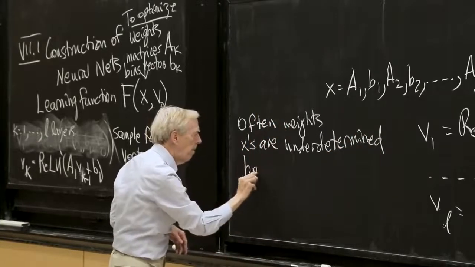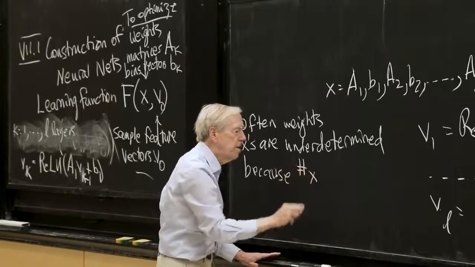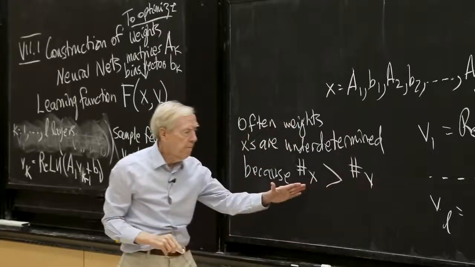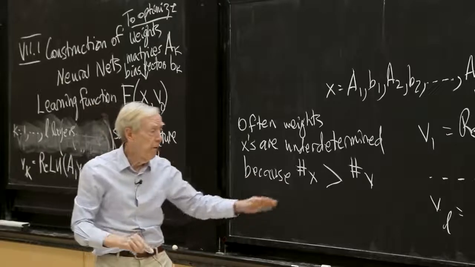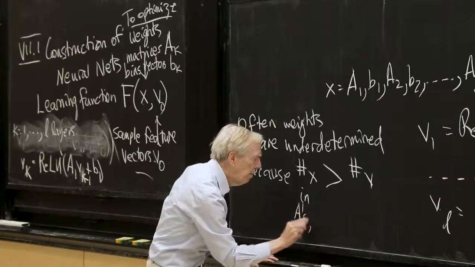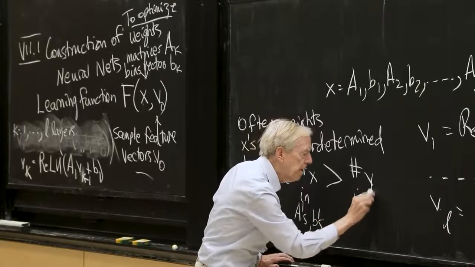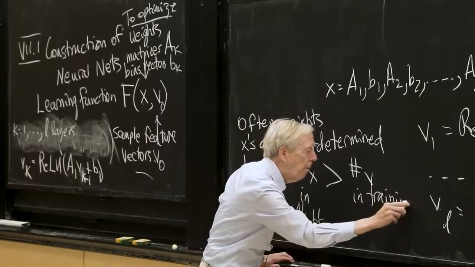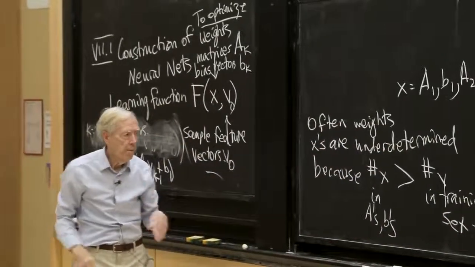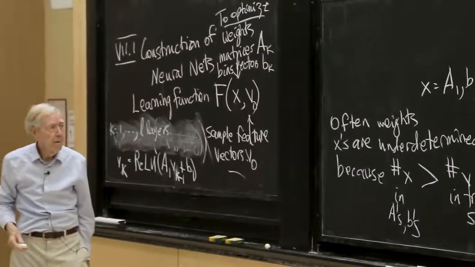because the number of x's exceeds, and often far exceeds, the number of v's, the cardinality, the number of weights in the a's and b's, and the v's are in the samples in the training set. The number of features of all the samples in the training set.